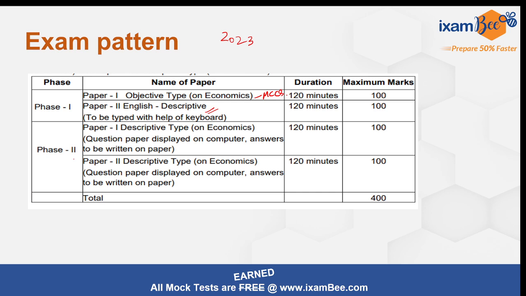When it comes to phase 2, again you will have 2 papers. Both of these will be based on your economics and will be descriptive in nature. Another important thing is both of them are handwritten papers. So your phase 1 will focus on your objective economics and your descriptive English, and your phase 2 will entirely focus on your descriptive economics papers. So these will be the 4 papers that you will be tested on in this year's exam for DEPR.